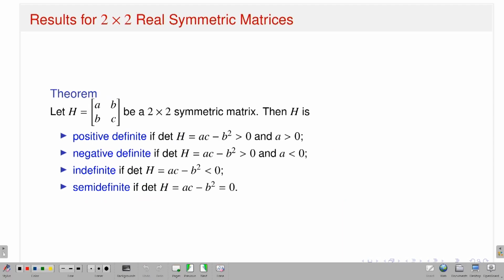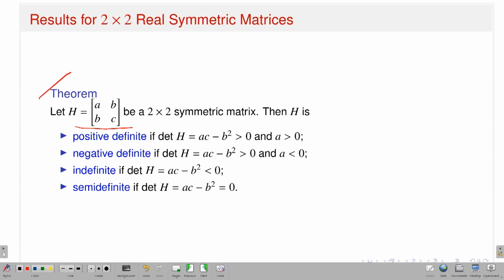Okay, in particular, if I have a 2 cross 2 real symmetric matrix, then you can also talk about positive definite, negative definite, indefinite and semi-definite in terms of the determinant of the matrix, because the determinant you can easily calculate since it's a 2 by 2 matrix. Along with the sign of the elements involved in that matrix, along with the determinant, you can talk about positive definite, negative definite, indefinite and semi-definite. So I wrote it as a theorem.